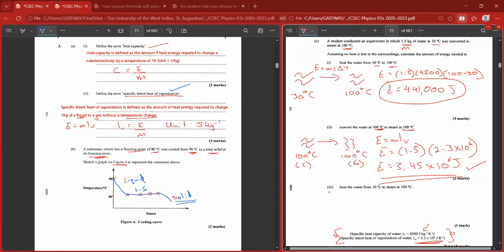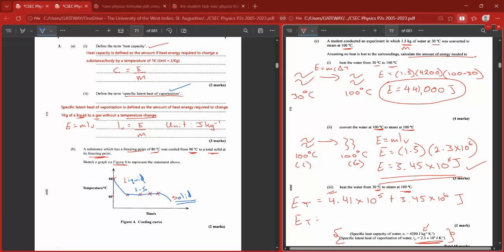Now the third part, they want you to calculate the amount of energy needed to heat the water from 30 degrees Celsius to steam at 100 degrees Celsius. Well, you just add the two answers. So the total energy would therefore be 441,000 in standard form, 4.41 by 10 to the power of 5, plus 3.45 by 10 to the power of 6 joules.